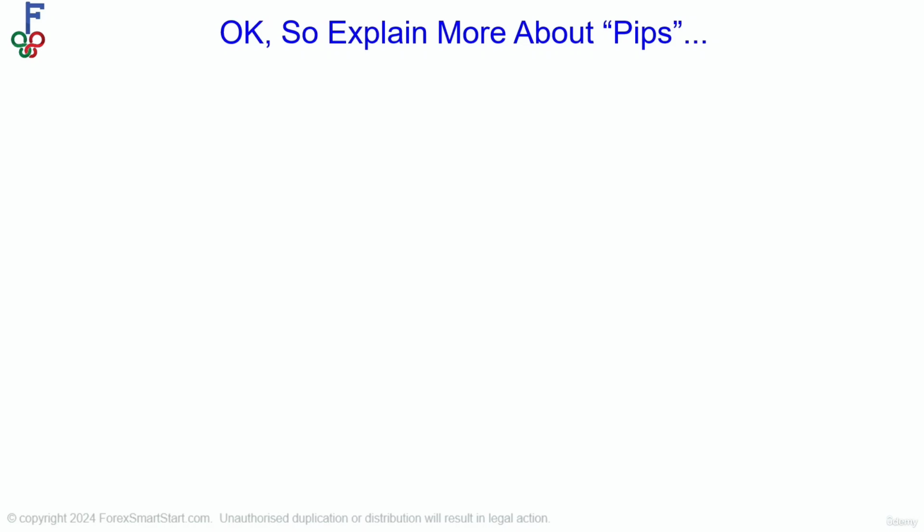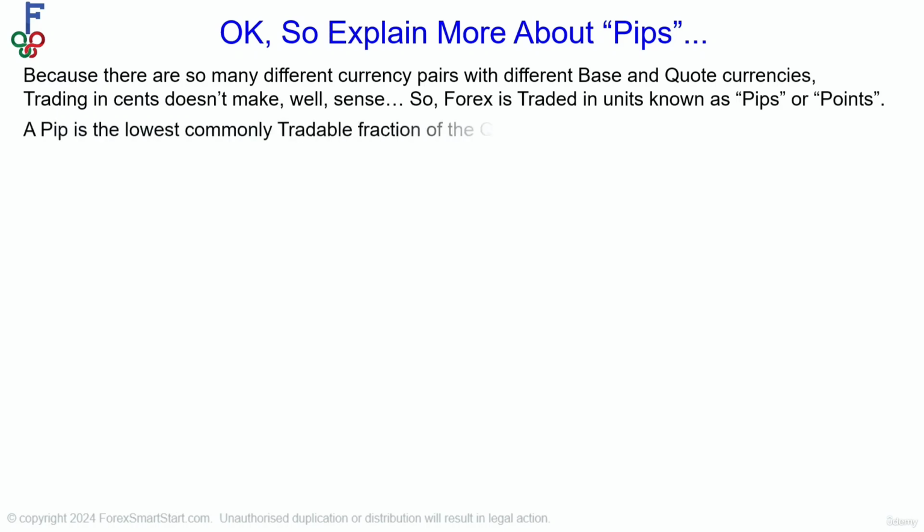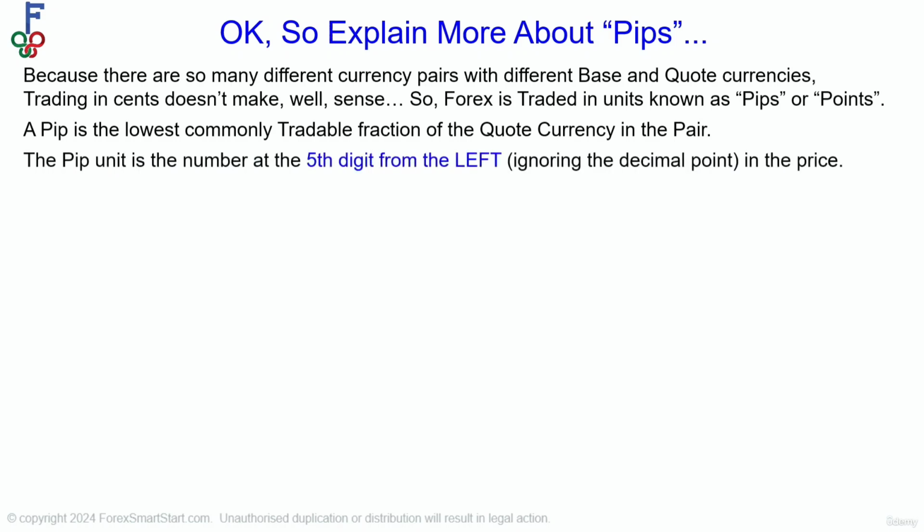Okay, so let me explain more about pips. Pips can be one of the hardest concepts for new retail traders to understand. Because there are so many different currency pairs with different base and quote currencies, trading in cents doesn't make sense. So Forex is traded in units known as pips or points. A pip is the lowest commonly tradable fraction of the quote currency in the pair. The pip unit is the number at the fifth digit from the left, ignoring the decimal point in the price.